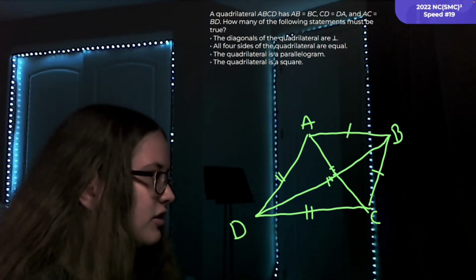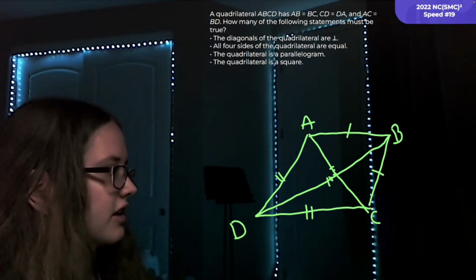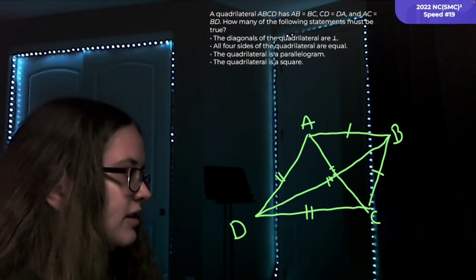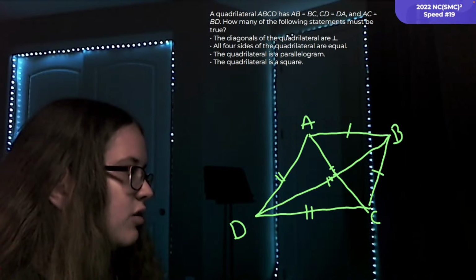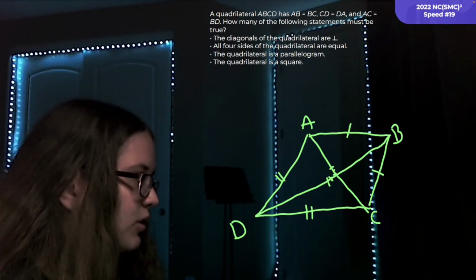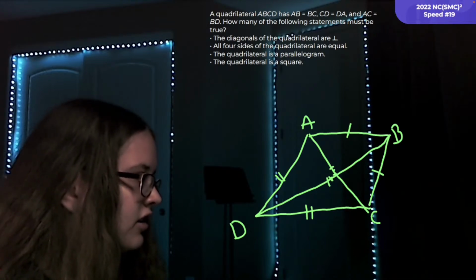Seems like I did. Okay, so how many of the following statements must be true? The diagonals of the quadrilateral are perpendicular. All four sides are equal. The quadrilateral is a parallelogram. The quadrilateral is a square.